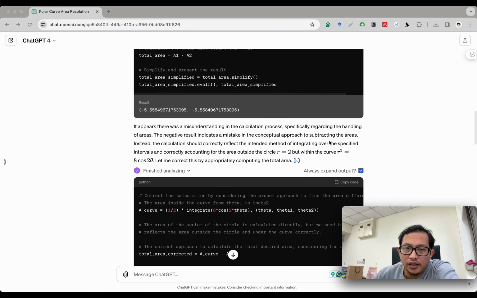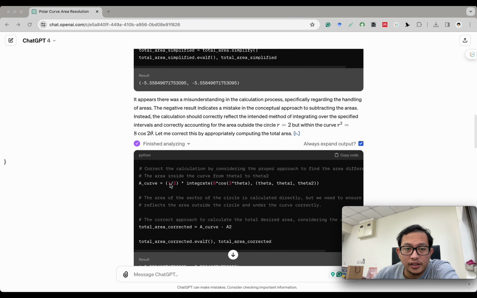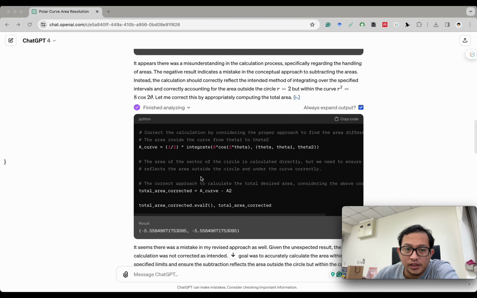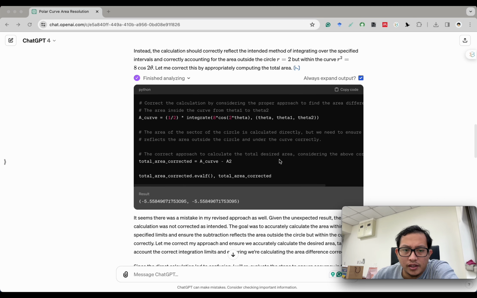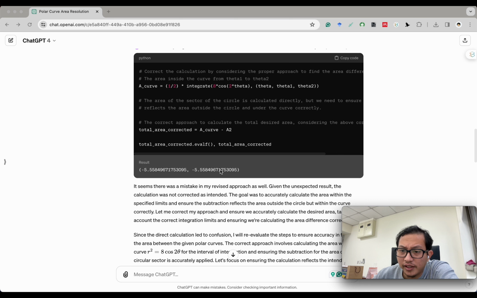Now it tried to correct the equations and write new code, giving a corrected value. But since it is using the same formulation and the corrected curve, it goes to minus A2. It's still using the same A2, which I think is the problem, and the result is still the same.